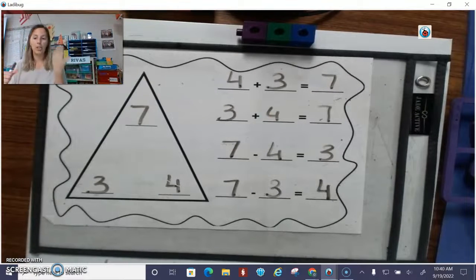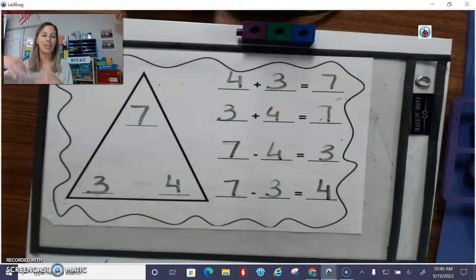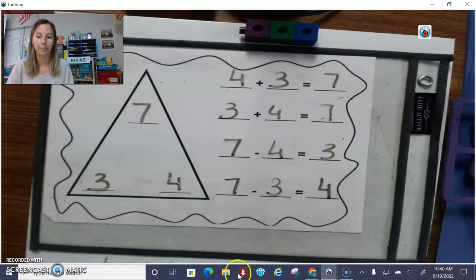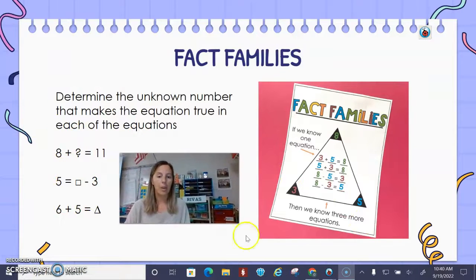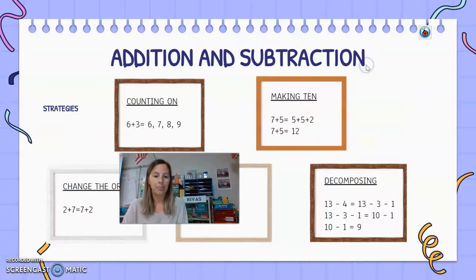So that's why we are using this fact family chart, and also because it's going to help them really understand the relationship between addition and subtraction. Let me go back over here really quick. You see some examples down here, and now they're going to be able to solve all these equations. It doesn't matter which part is missing. If they really understand fact families, they're going to be able to solve the problem. But if they don't, they're going to have a hard time solving a problem like 5 equals something minus 3.